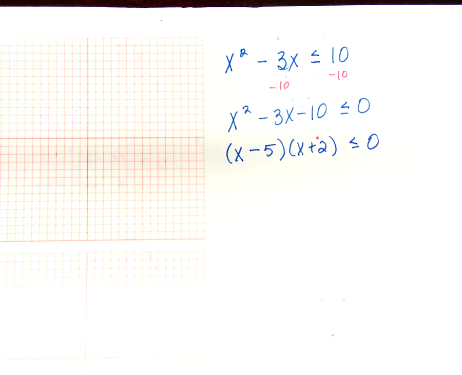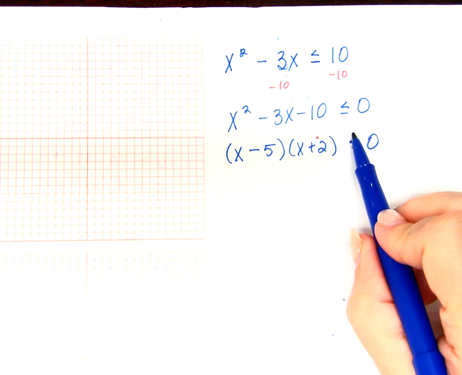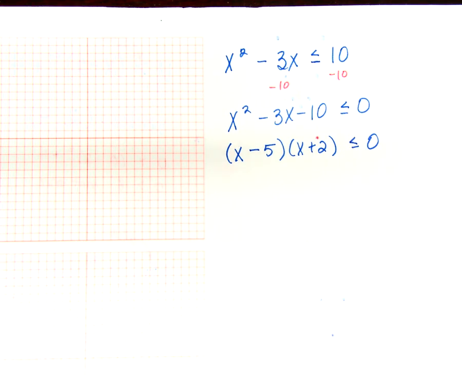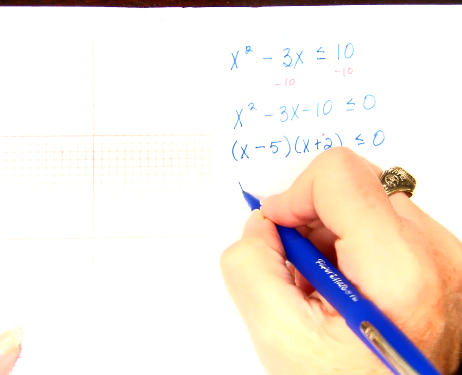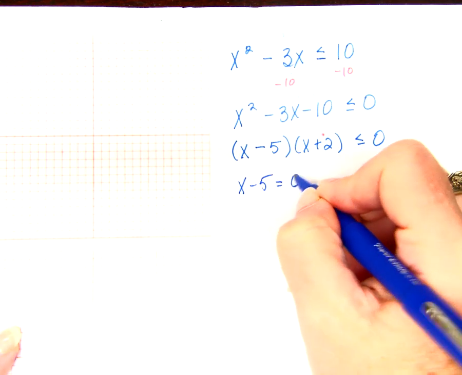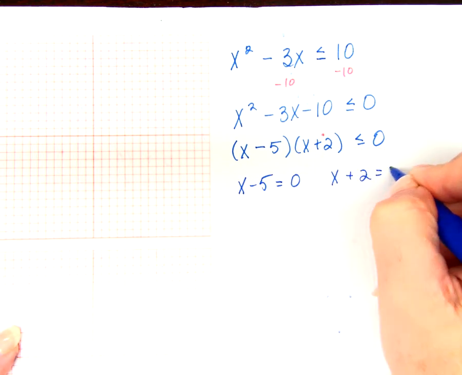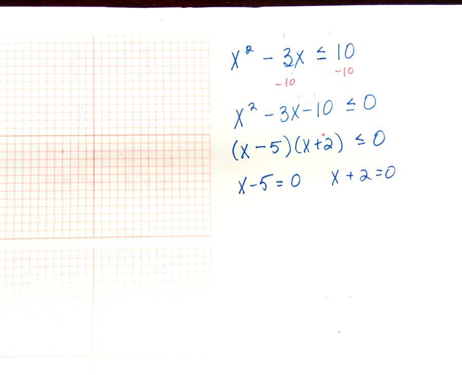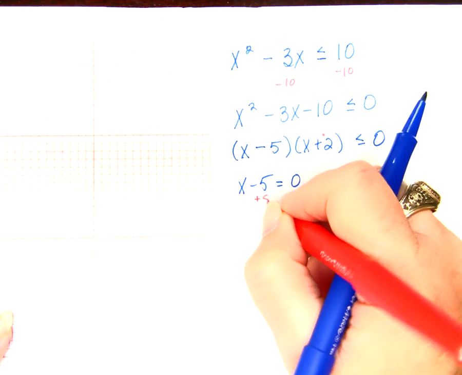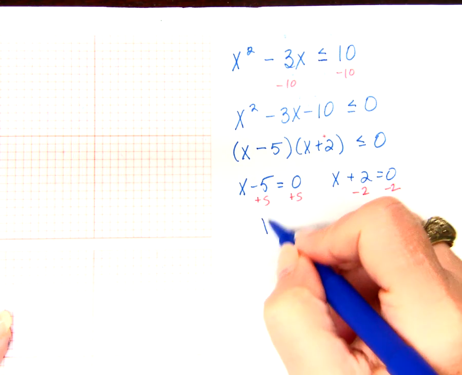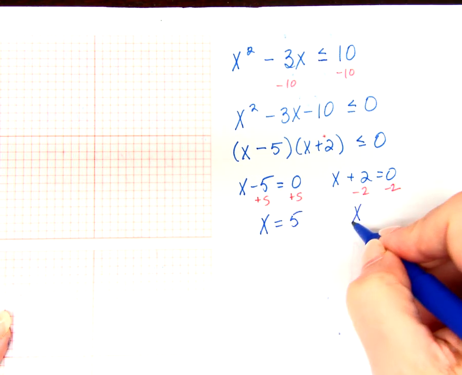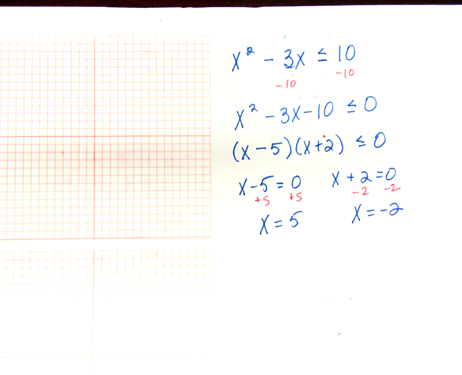Has anything we've done so far differed from when this was an equal sign? No, it has not. Okay? We're still doing what we think we should do, even though I haven't told you what to do. You're guessing, and you are guessing correctly. Okay? So I need to take each one of these factors and set it equal to 0. I know that seems a little weird because this is an inequality, but just go with me for a second. Okay? If I add 5 to both sides and I subtract 2 from both sides of that one, I get x equals 5 and x equals negative 2.